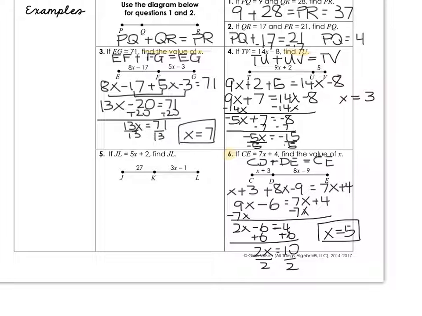But again, that's not what I'm trying to find this time. This time I'm trying to find TU. So I need to substitute in to that expression. What is the expression for TU? It's 9x plus 2. So I take 9 times x, which was 3, plus 2. So TU equals 27 plus 2, which equals 29.